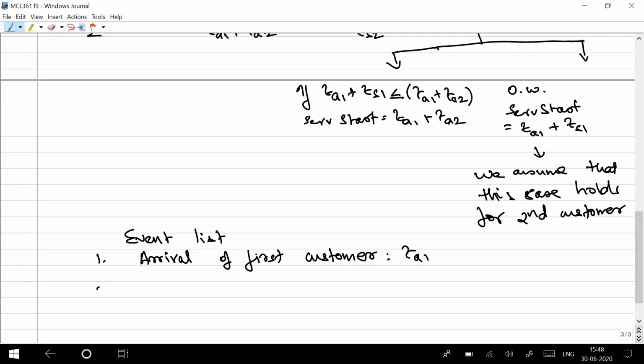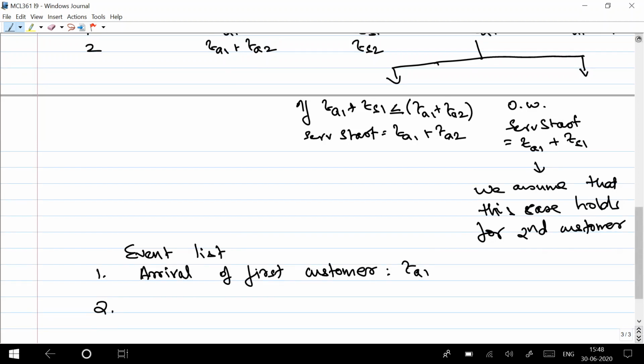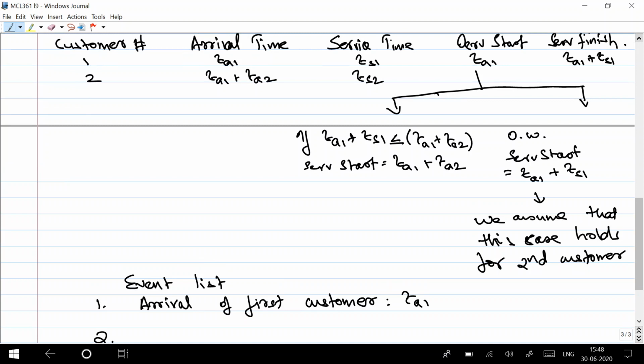Okay. Event 2 is, we said that the second case holds, right? So what does this mean? It means that when the second customer arrives, the server is not free, which means that the service for the second customer begins after the service for the first customer is finished.